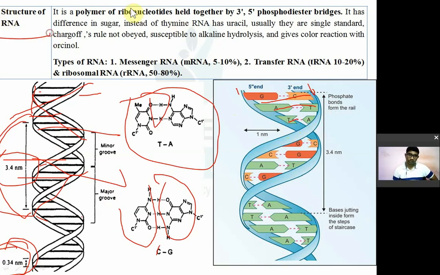Now the structure of RNA. RNA is ribonucleic acid. It is again a polymer of ribonucleotides.